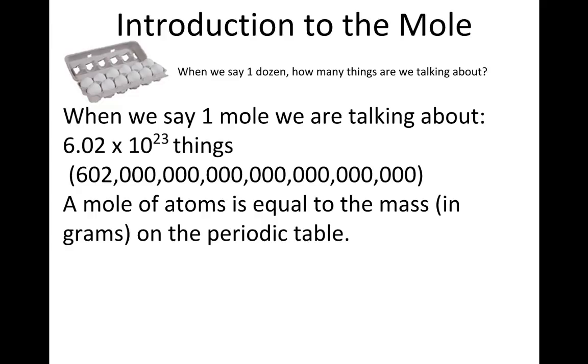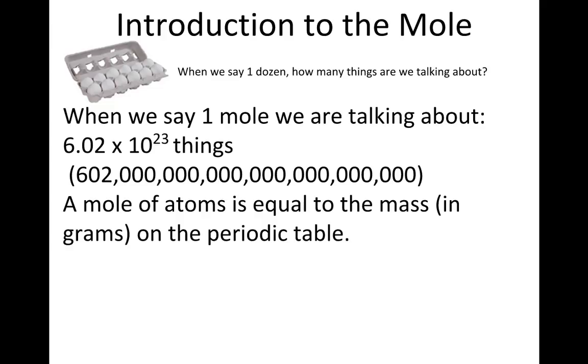6.02 times 10 to the 23 things, or 602 with 21 zeros behind it. That's 1 mole. 1 mole is a heck of a lot easier to deal with than 6.02 times 10 to the 23. We want it to be even more easy than that. We want to know what 1 mole is in some sort of unit that I can measure. And this is all based on the periodic table.